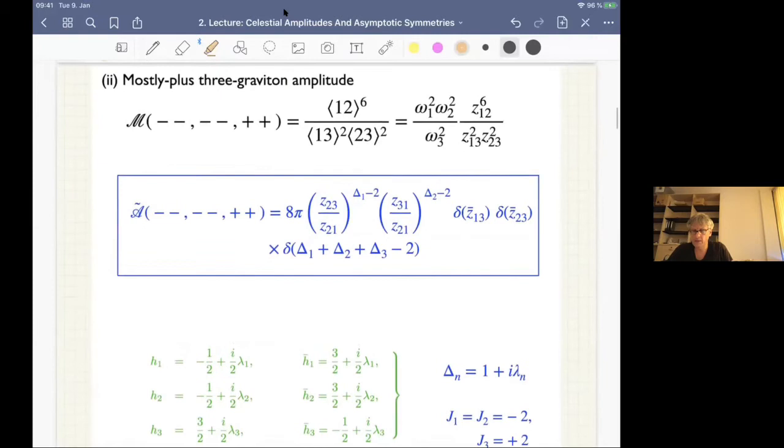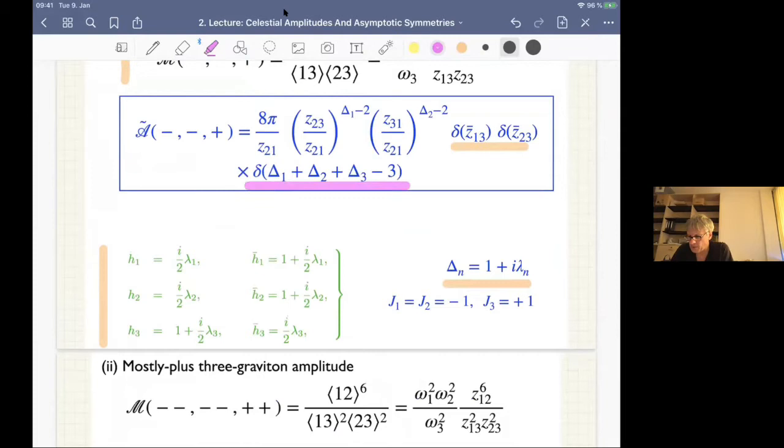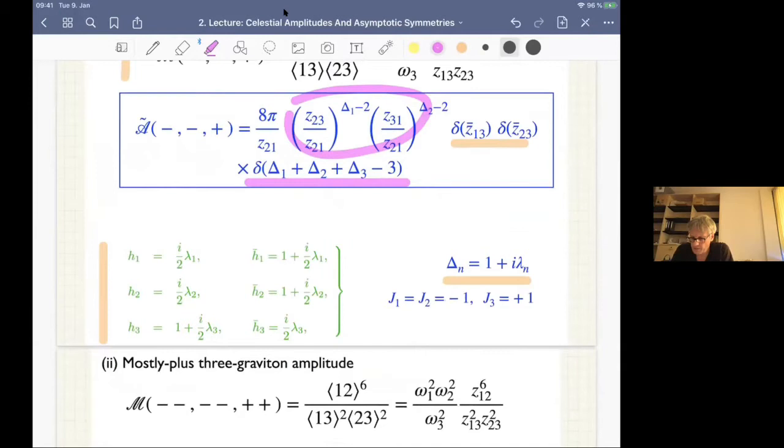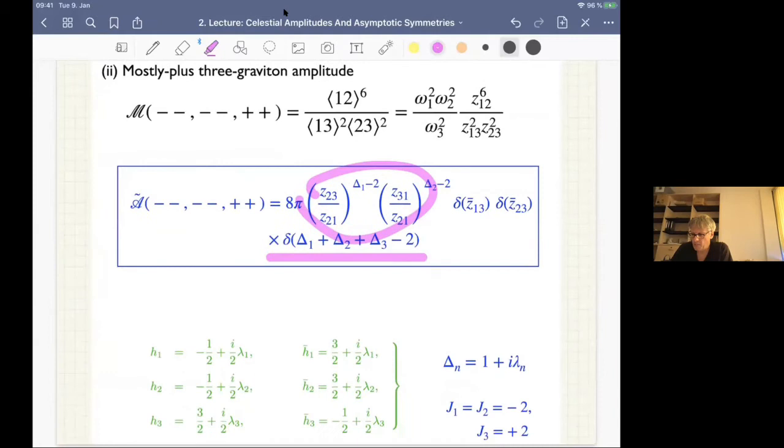Though I told you already that the crucial difference, let me make it a different color, is this delta function. Here we have the sum of delta functions constrained to be plus two, while here for the gluons it is minus three. And then you can just compare the rest. This is completely the same factor as here. We only have this additional C21, but apart from that, they have exactly the same objects, all of this delta function.